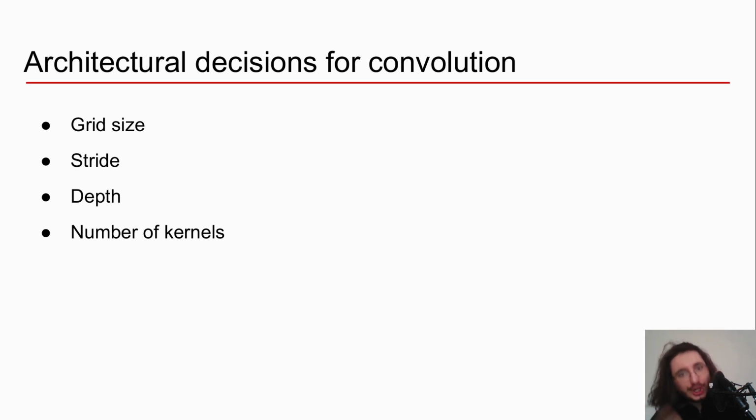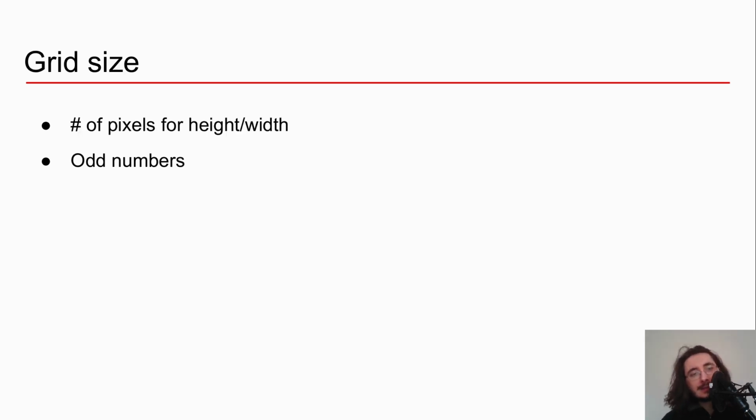Cool. Okay, so when we handle convolution, we have a bunch of architectural decisions that we can take to decide which type of convolutions to use, right? And so here I have a few settings that we should specify when we build our architecture. We should specify the grid size of the convolution, the stride, the depth, and the number of kernels. So let's look into this one by one. Let's start from grid size.